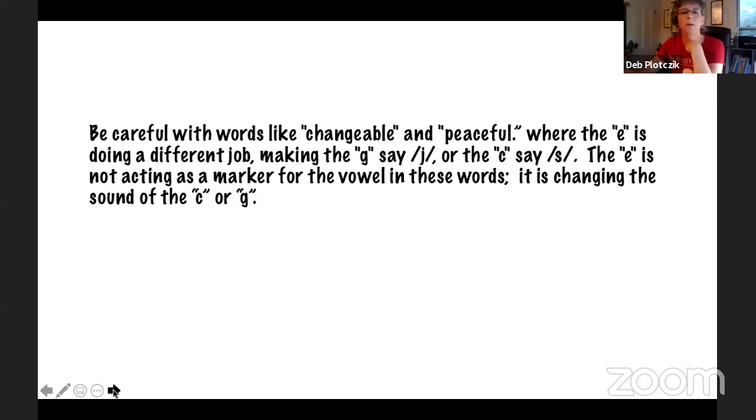Okay. So Sasha, you might want to change this slide because peaceful already has an F for the suffix. But if you had something like peaceable, you'd already be keeping the E. You are right.